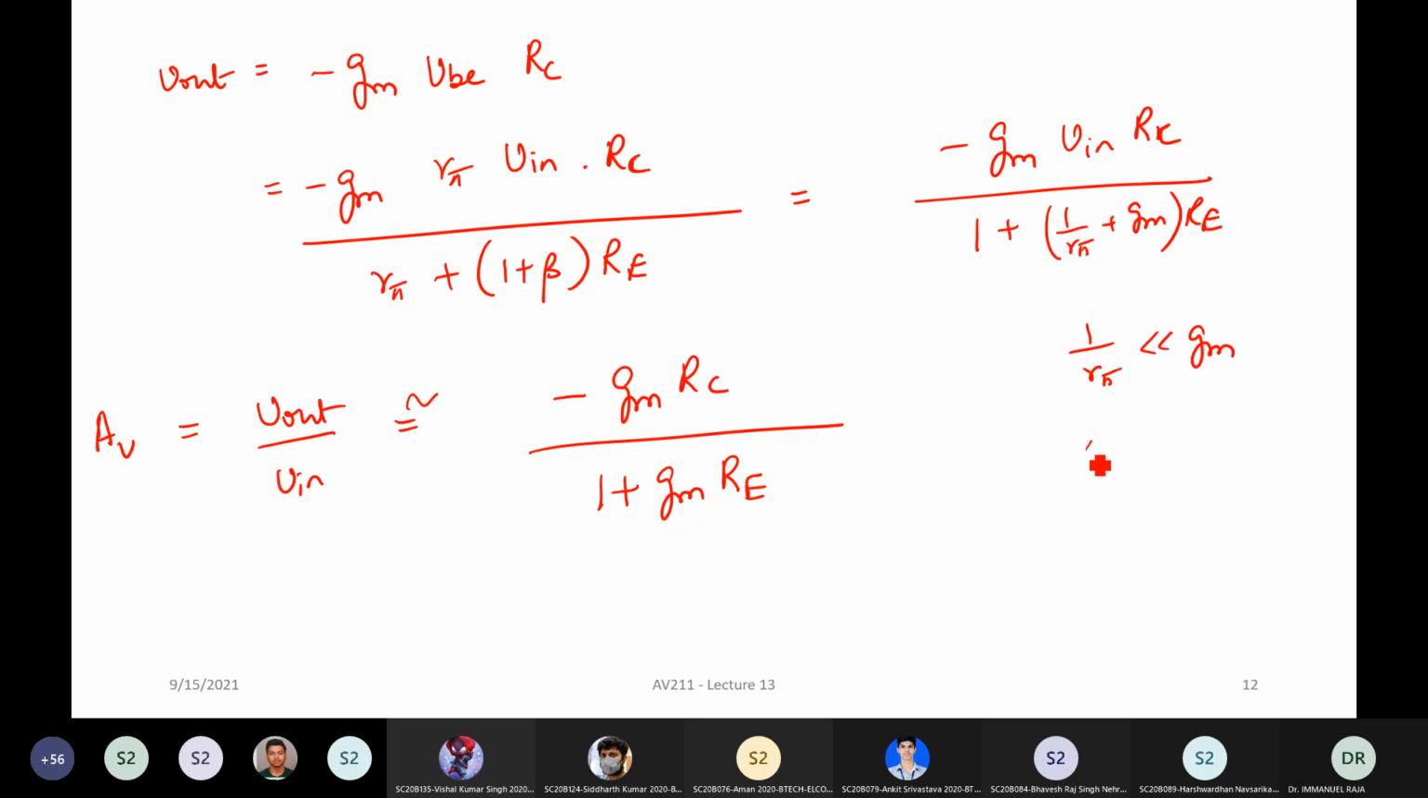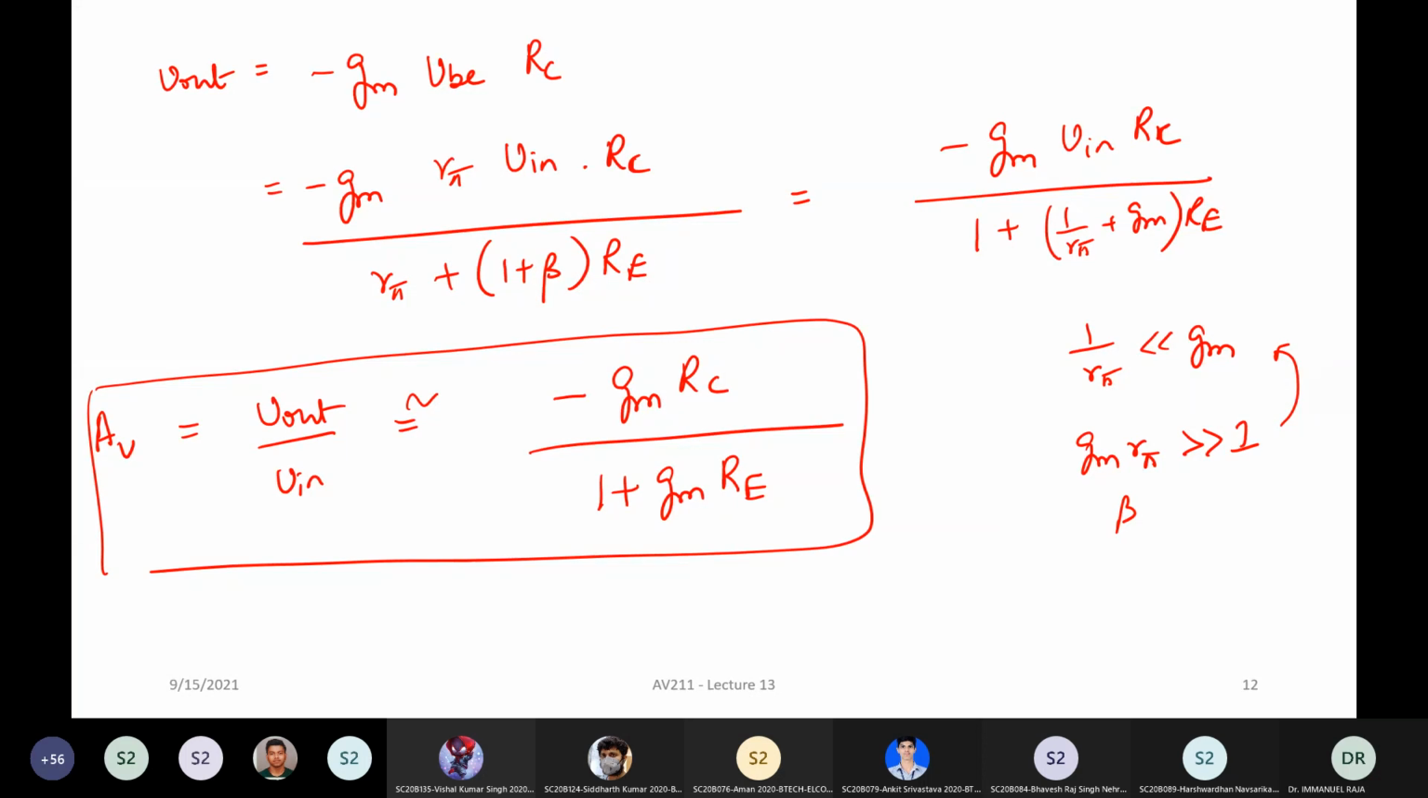Or in other words, you know that GM R pi is much greater than 1, right? This gives us this inequality. Because GM R pi is nothing but beta, your beta is around 200, which is much greater than 1. You can write this approximation and say my intrinsic gain is now this. Now if you look at this expression, the numerator is your original common emitter gain, and the denominator is your degeneration factor. Or rather, you can think of it as your common emitter gain divided by the factor 1 plus GM times RE.